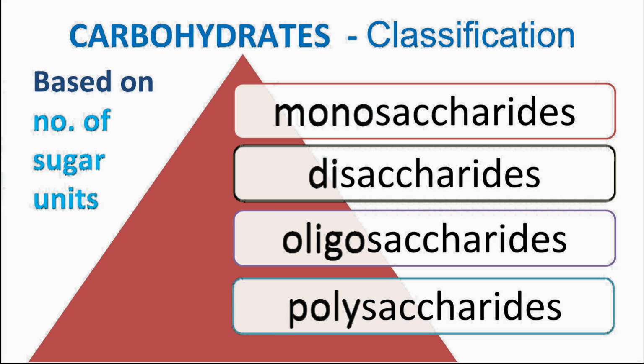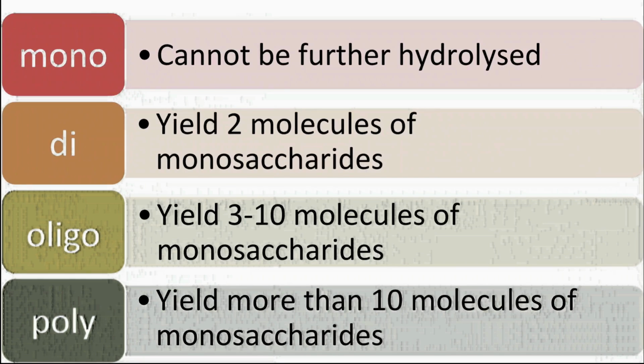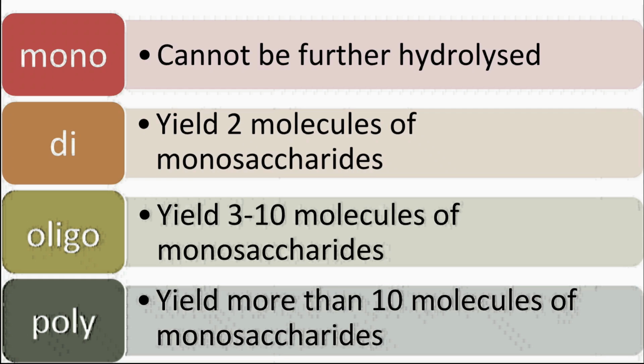Based on the number of sugar units, carbohydrates are classified into monosaccharides, disaccharides, oligosaccharides or polysaccharides. Monosaccharides cannot be further hydrolyzed. Disaccharides give 2 molecules of monosaccharides on hydrolysis. Oligosaccharides give 3 to 10 molecules of monosaccharides, while polysaccharides provide more than 10 molecules of monosaccharides.